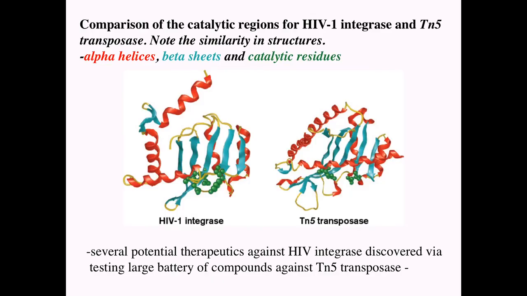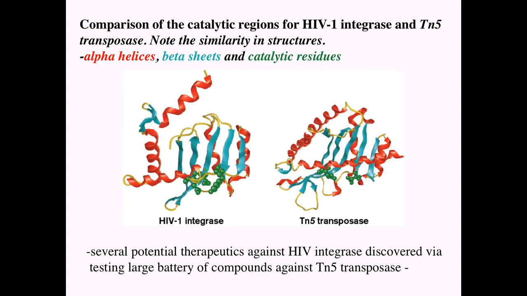Now, one of the other reasons why it's important to understand these things, other than the tremendous interest in just basic science of bacterial genetics and the fact that transposons often carry antibiotic resistance, people have actually done a really clever study where people noticed that the integrase of human immunodeficiency virus is actually structurally very similar to the transposase of Tn5 from E. coli. So if you look at the alpha helices, beta sheets, and the catalytic residues, there's obviously some similarities between that.